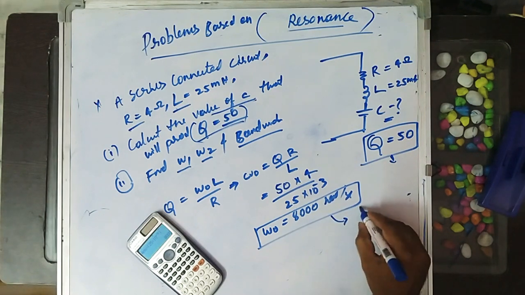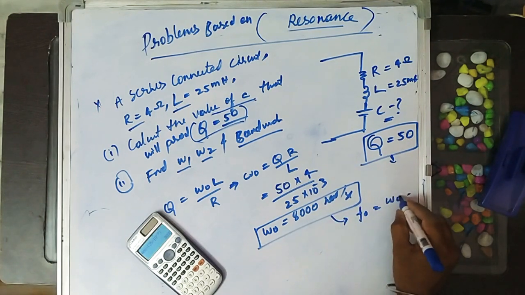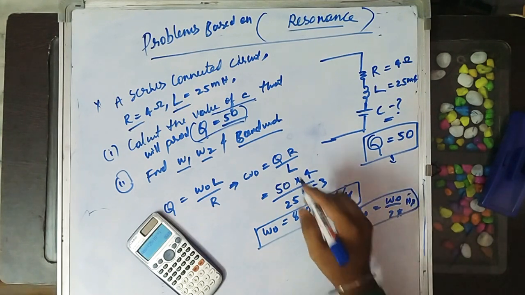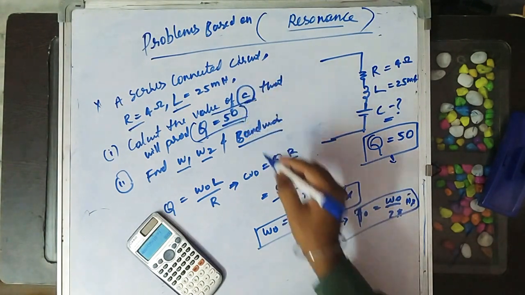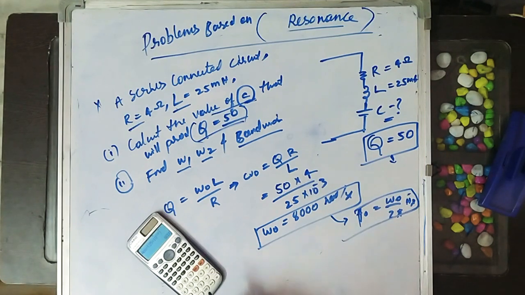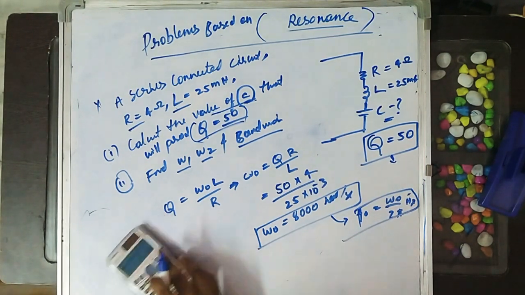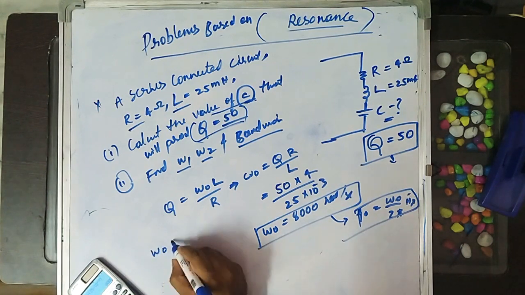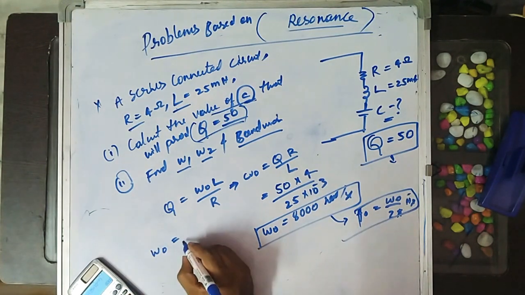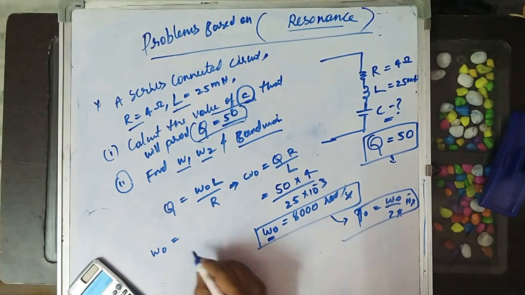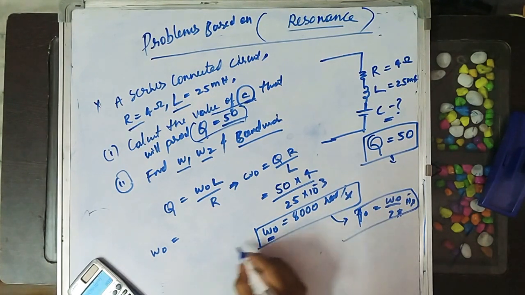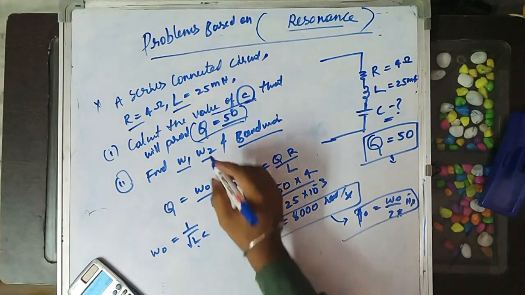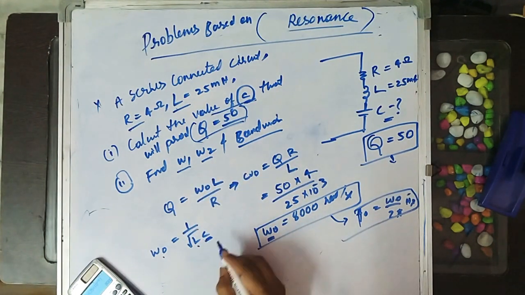You can convert into hertz by f naught equal to omega naught by 2 pi. We will get it in hertz. Now your target is to find C. To find C, what do we have? You got omega naught, and omega naught equals 1 by root LC. Substitute this L value and omega naught value, and you will get the C value.